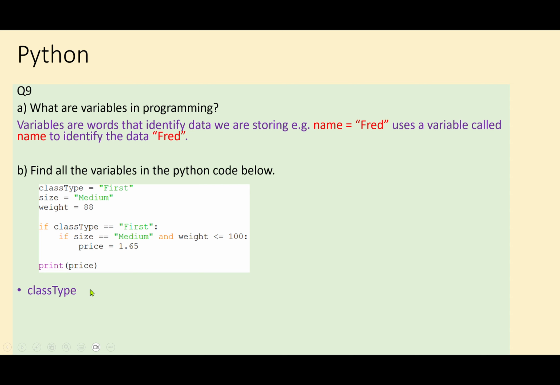Okay, so there's the answer. So we've got class type, size, weight, and price.